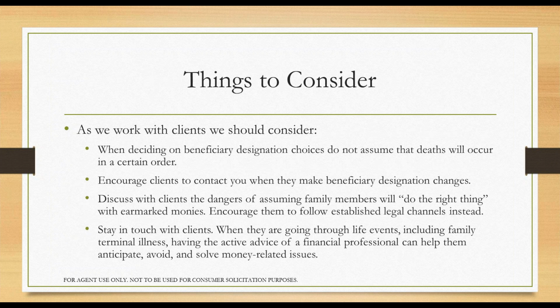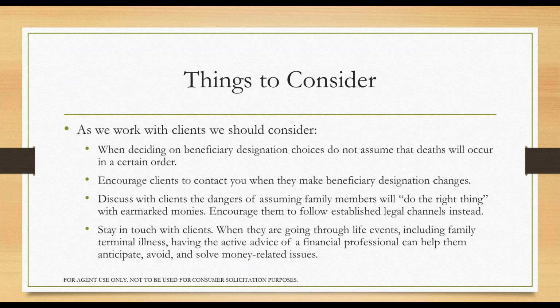So what are the other lessons to consider from the Lane Cordo case? Well, I think there are certain things that we should consider. First of all, when deciding on beneficiary designations, we should never assume that deaths are going to occur in a particular order. In this case, the wife died before the husband. That was a surprise. And the wife's sister ended up being in line for the proceeds.